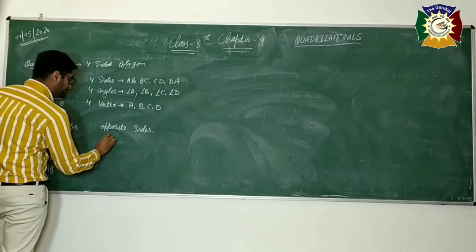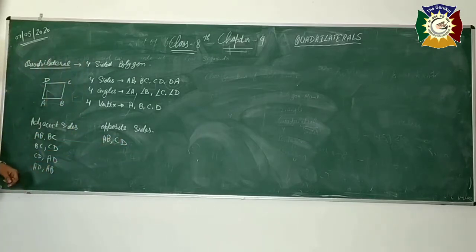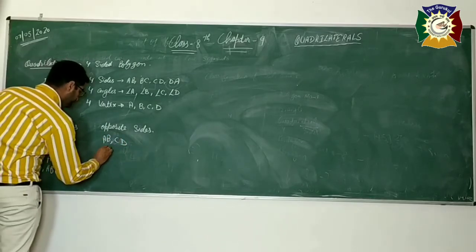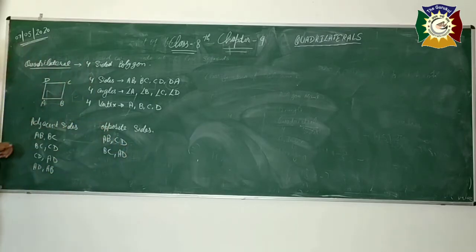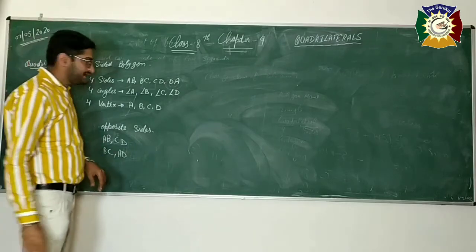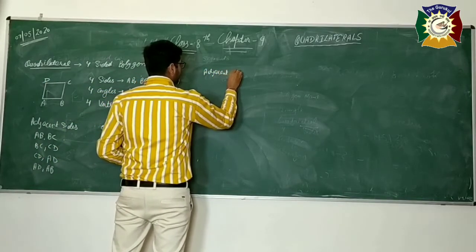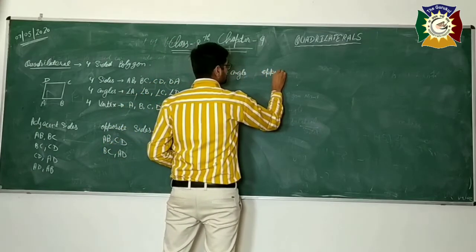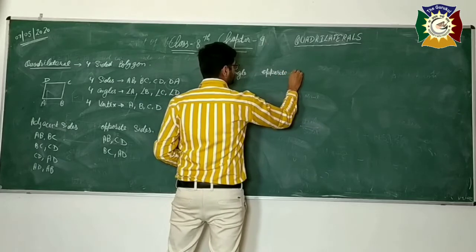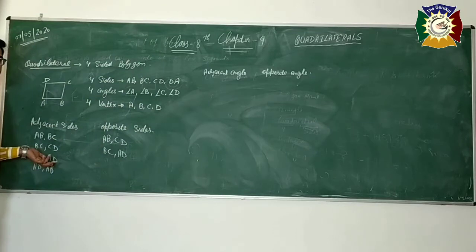So AB and CD, this is the first pair of opposite sides, and BC and AD, this is the second pair of opposite sides. Now, next is adjacent angle and opposite angle. Adjacent angle and opposite angle.